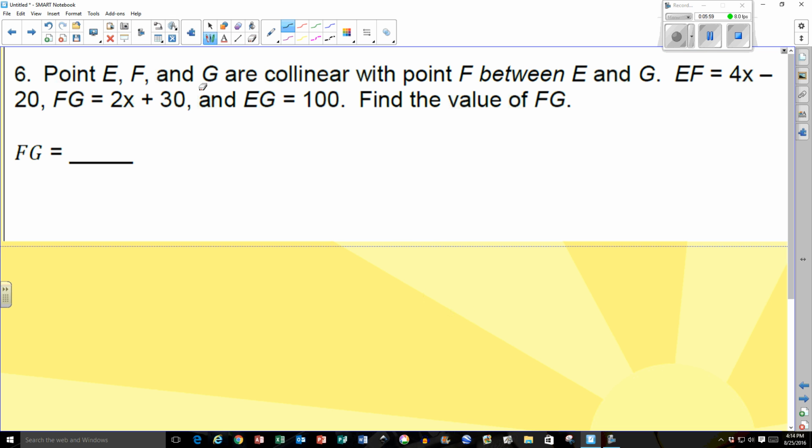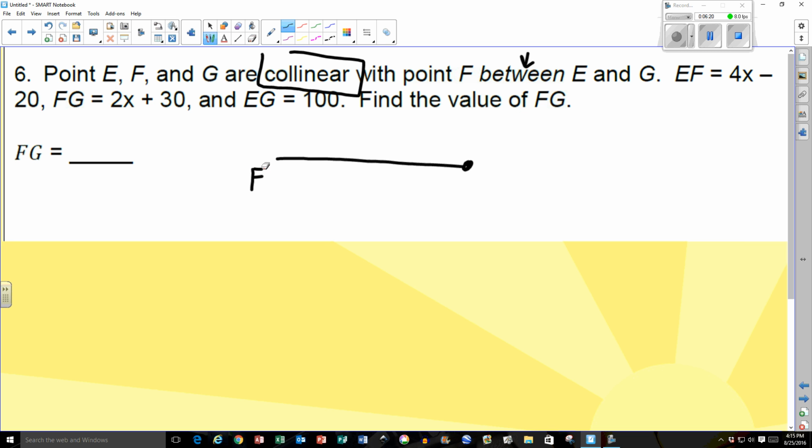Points E, F, and G are collinear. Remember, collinear means all on the same line. So they are collinear. This is important. So point F is between, not in the middle, but just somewhere between E and G. So you draw a line. There are 3 points on this line with E and G, and then point F is just somewhere on here.